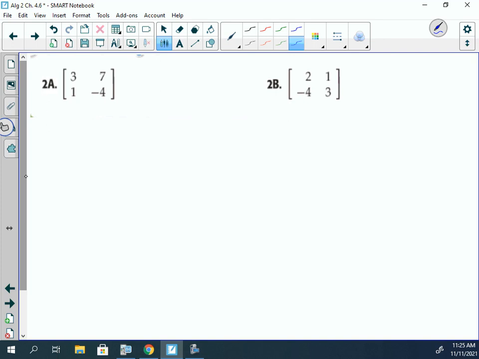So we could check that even before we started for, say, like 2a to see if it does work. Because if I look at this here, the determinant would be our cross. So that would be 3 times negative 4 minus 7 times 1. Well, what is 3 times negative 4? Negative 12 minus, well, 7 times 1 is 7, which gives us negative 19. So will 2a have an inverse? Well, yes, because the only way that it won't have an inverse is if the determinant is what? 0. Okay, so this will have an inverse, and we can find it.